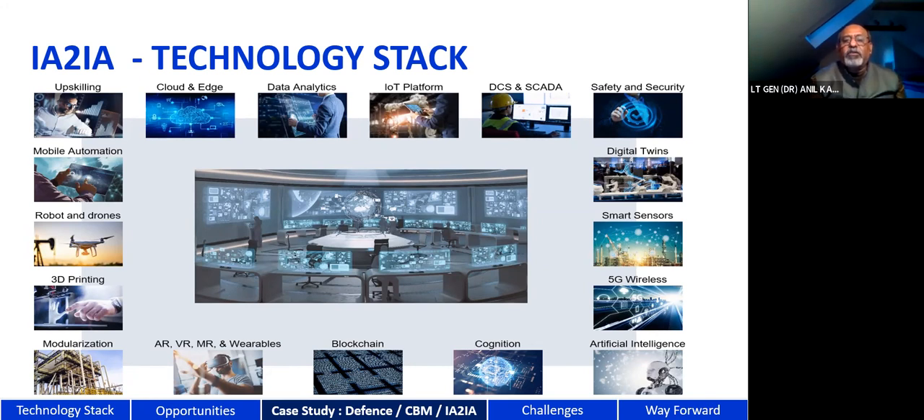The data is stored in a cloud on the edge, so there's a need for a cloud. There's data analytics, there's an IoT platform, a huge sensor platform. Then there are control systems, DCS and SCADA. Then there are smart sensors. There's a lot of communication because it's all an ICT driven activity. And today, a lot of wireless communication. And when 5G actually takes place, it's going to make IA to IA a reality. A lot of cognition, artificial intelligence, business intelligence, blockchain, AR, VR, modularization, 3D printing, robots and drones. So all this is the technology stack for industrial automation to industrial autonomy.